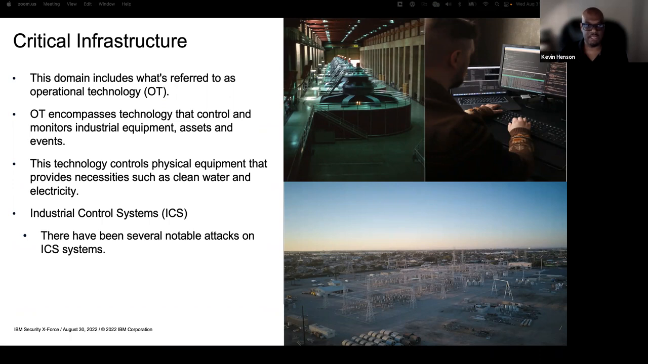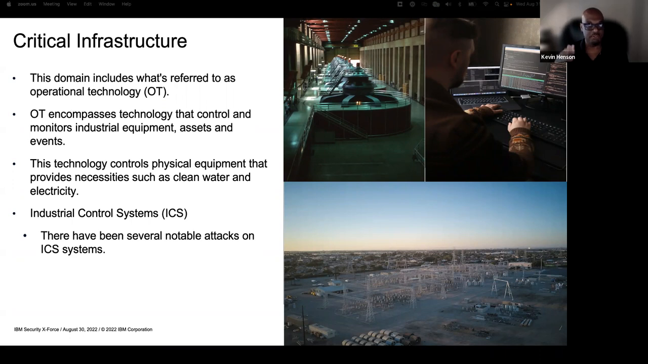You can think about things like oil and natural gas refineries, or automobile manufacturing plants. All of those use operational technology. This domain is a target for threat actors because it provides all the necessities of life. If you target one of these domains, the organizations, the government, you can really put a hold on them to respond to demands. It can cause a lot of havoc and trouble in people's lives if one of these plants gets affected by cyber criminal activity.